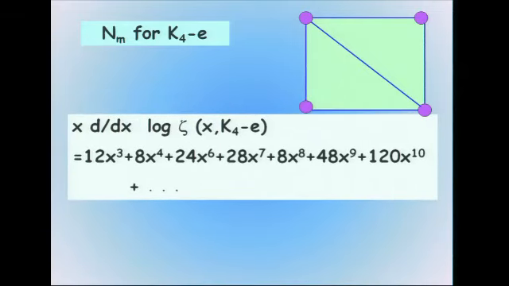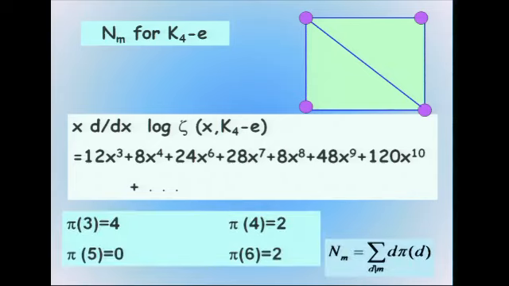And here's an example. If you do this logarithmic derivative of the complete graph on 4 vertices minus 1 edge, you get these n sub m's. So there are 12 paths of length 3, 8 paths of length 4, where we're counting where the path starts. If it starts in a different place, it's a different path. And we're also counting orientation.